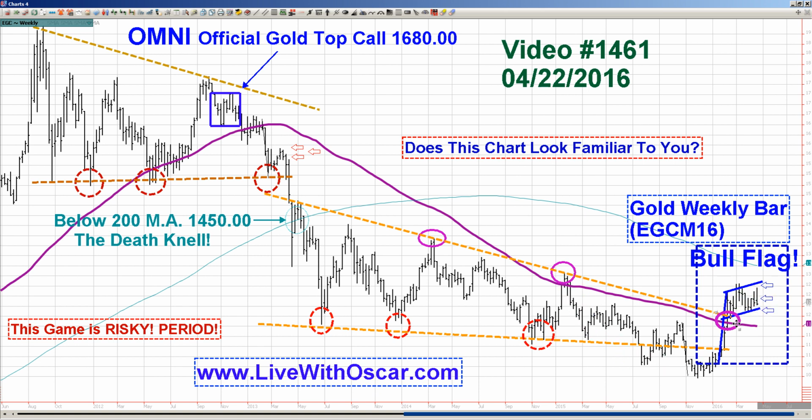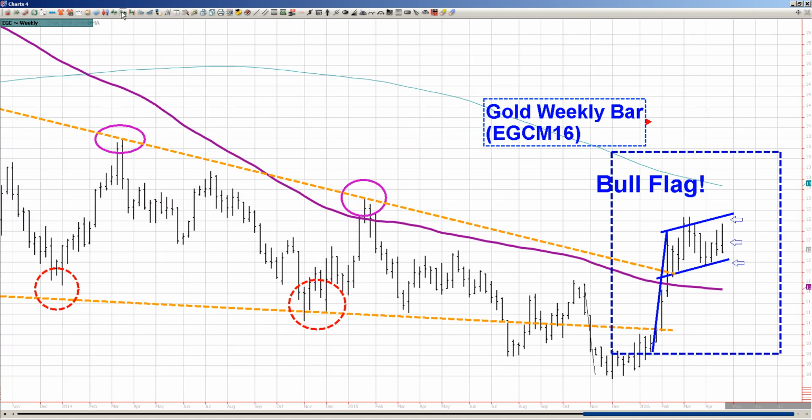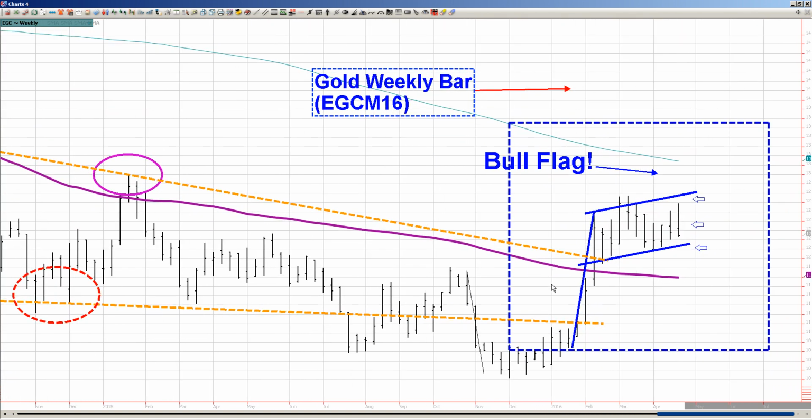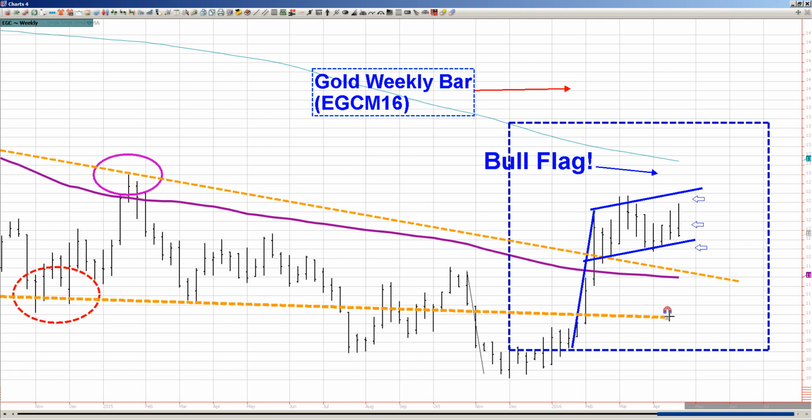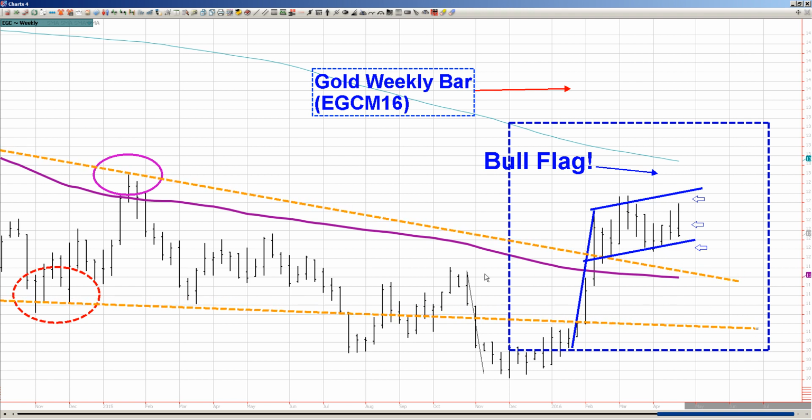Well, look right here, and then I'm going to blow this up for you. We get above OTAPMA and build a bull flag. Now let me blow this up for you so you can see what I'm looking at. This is a bull flag on the weekly in gold, and it is well above this trend line right here. It broke out of this pattern, right? You see it. Now, this is the same chart. I just blew it up.